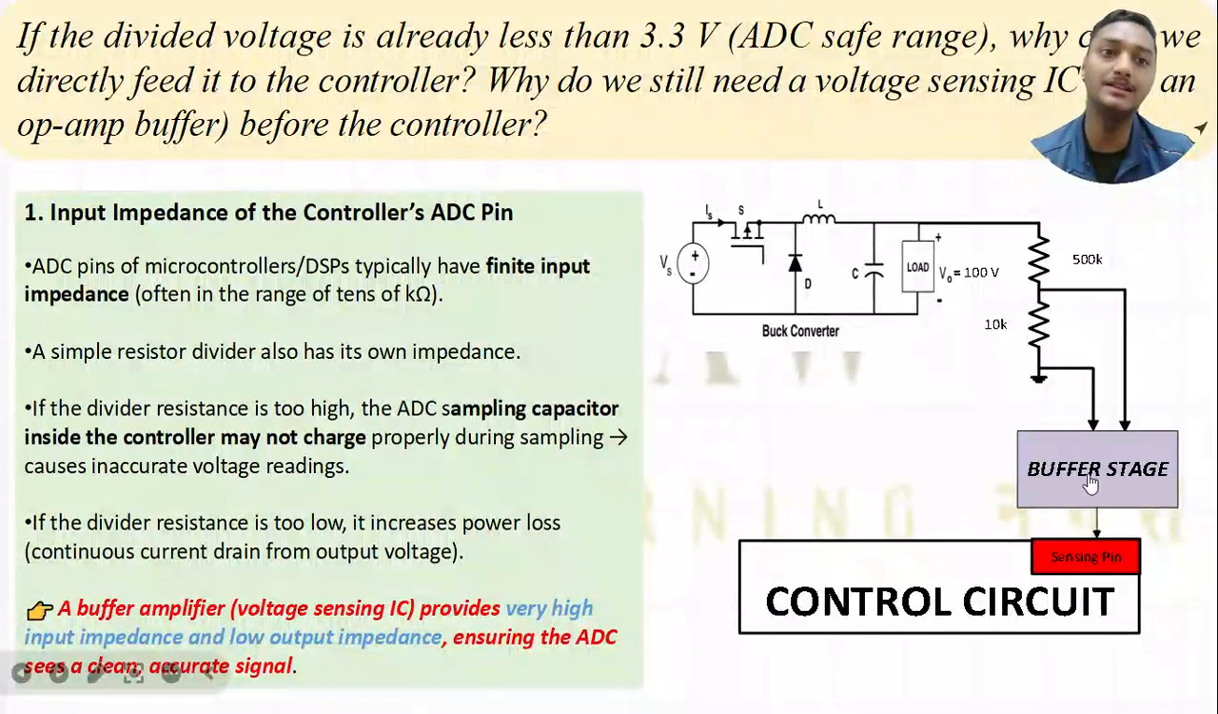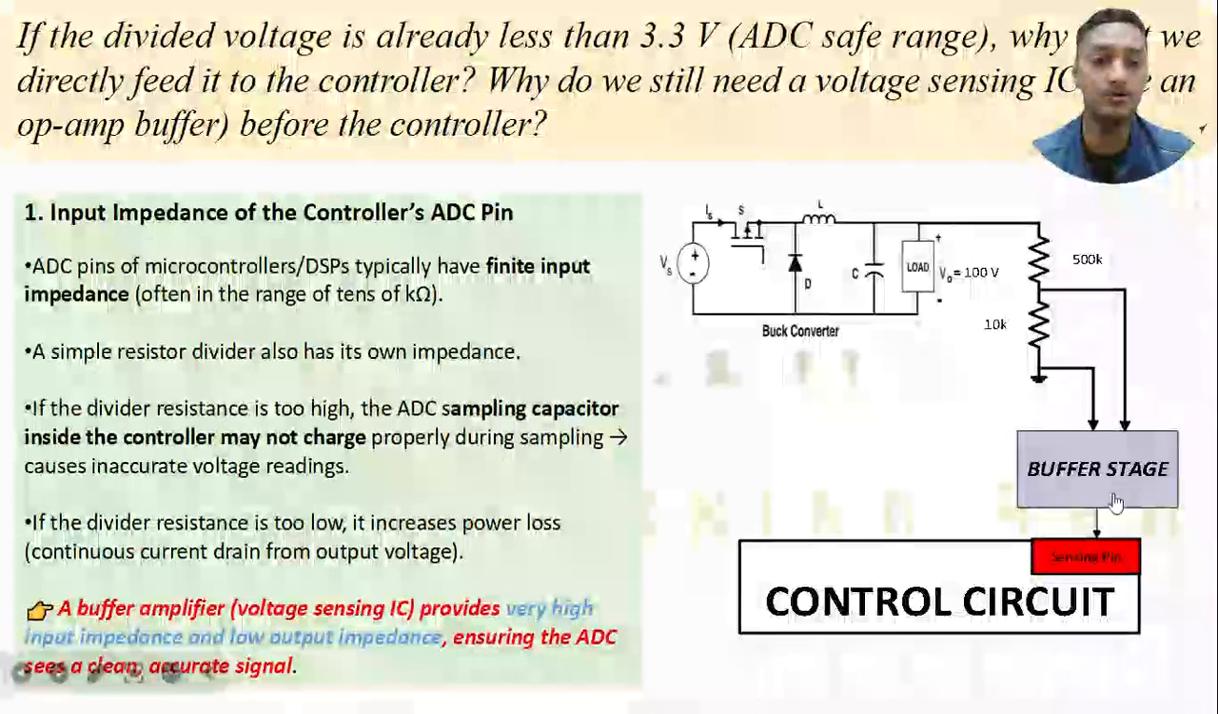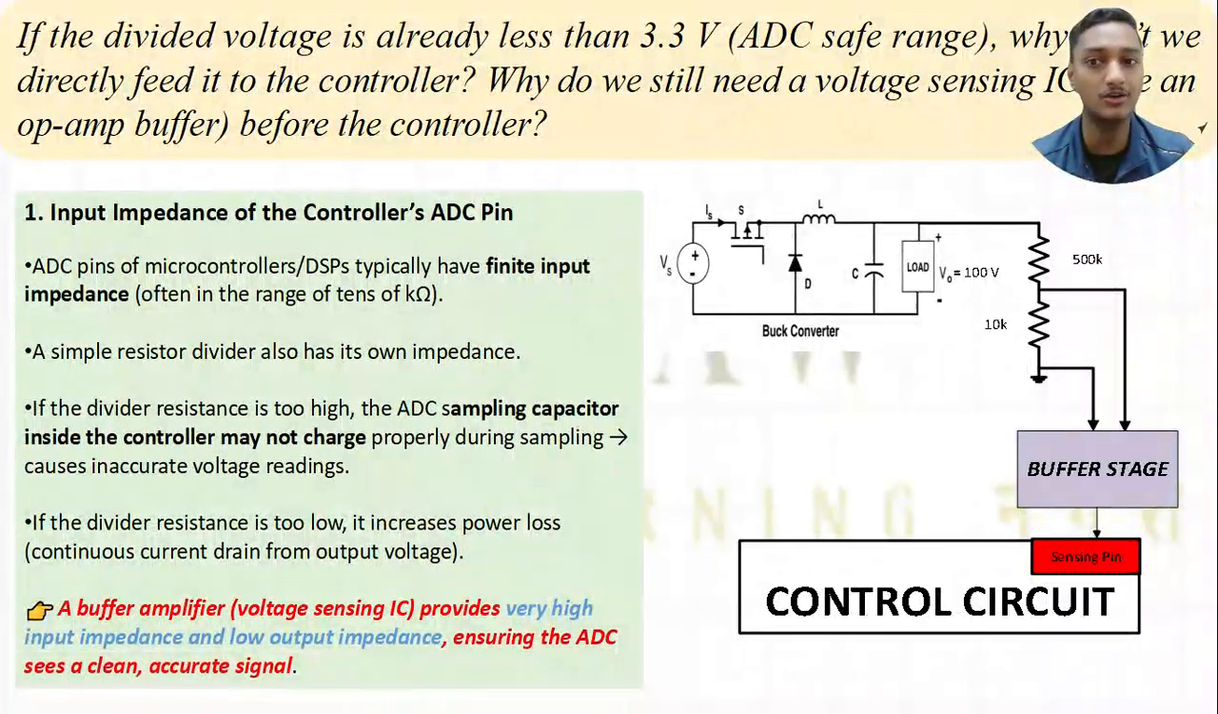So I need ICs of this kind only, which have very high input impedance and low output impedance, ensuring the ADC sees a clear, accurate signal. So this is the first reason why we need some buffer stage. In future, if somebody asks you why the buffer stage is required, you can answer in this way. Why can't we directly connect the voltage divider output to the sensing pin of the controller? I hope this point is clear to you.